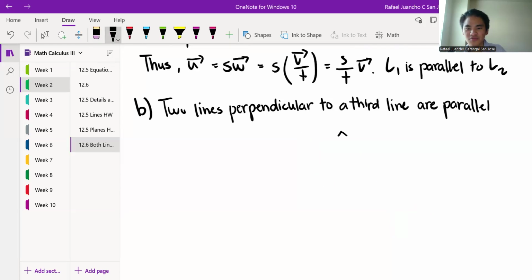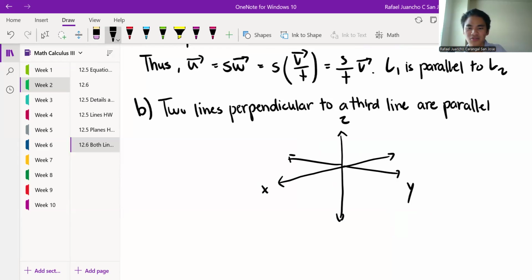Here they drew a coordinate plane. So no, coordinate space, x, y, z. And from here, we can draw L1. You can say this is one line, right? This is another line, L2. And then this is another line, L3.